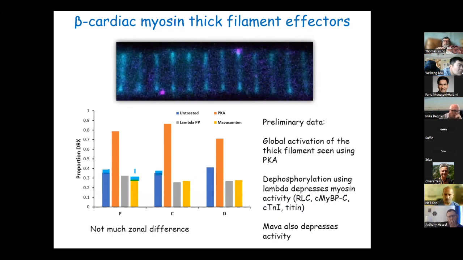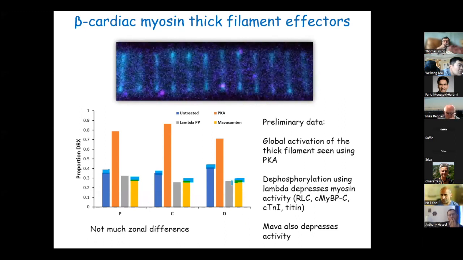If we just look at mavacamten effects, we can see mavacamten actually also reduces the amount of DRX, so increases SRX in that case, but to a very similar level of the dephosphorylation. It doesn't go all the way down to zero, and we're using a lot of mavacamten here. In fact, it hovers around about the same value as the dephosphorylation, suggesting that maybe dephosphorylation wouldn't take us any further, but we have yet to do those experiments.